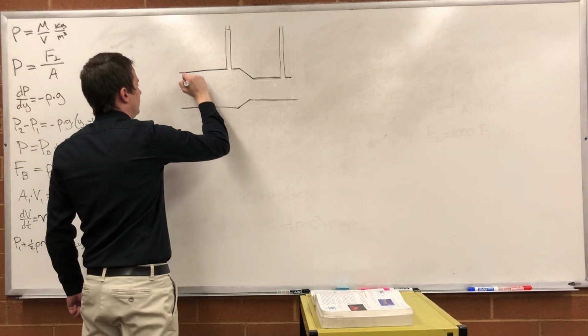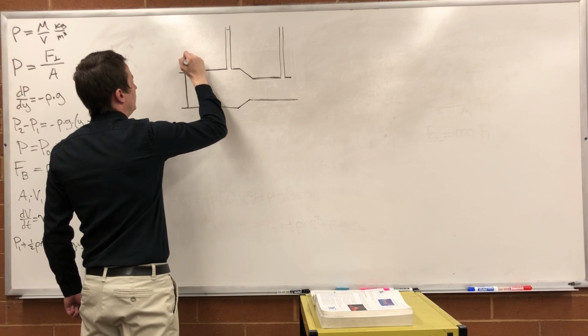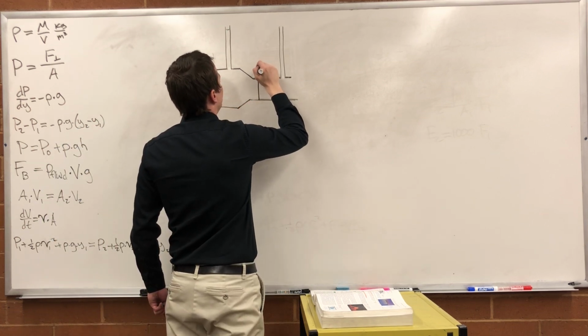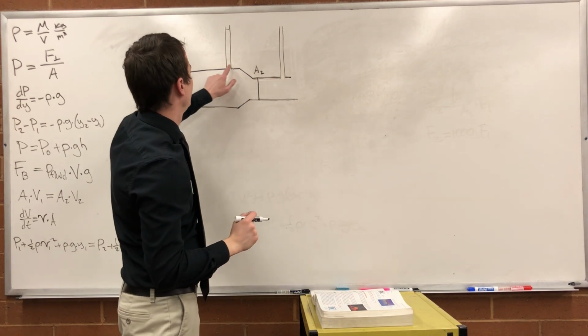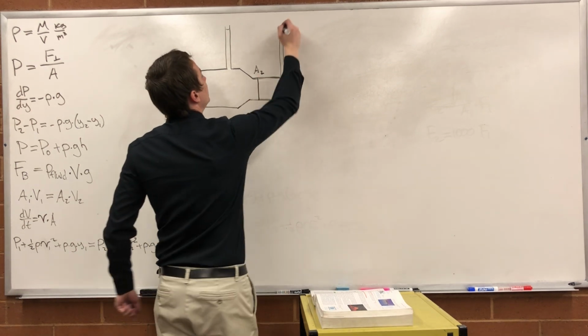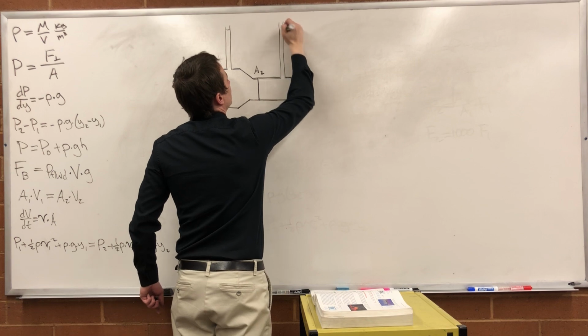Call this cross-sectional area A1. This one we're going to call cross-sectional area A2. Intuition check. How is the water in this pipe going to compare with the water in this pipe? Same water level? Same height? Yeah, that makes sense. No, it's going to be lower.